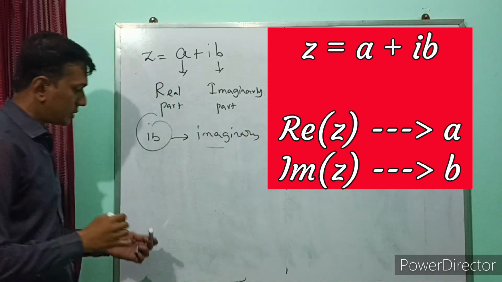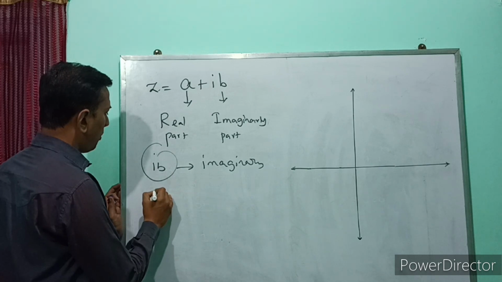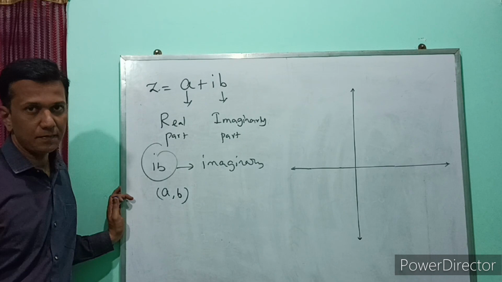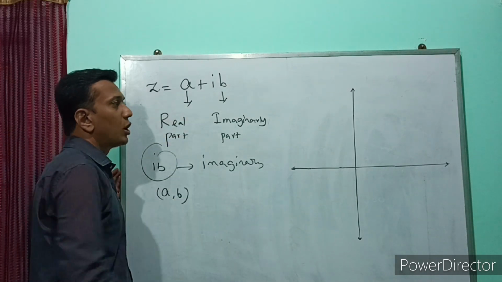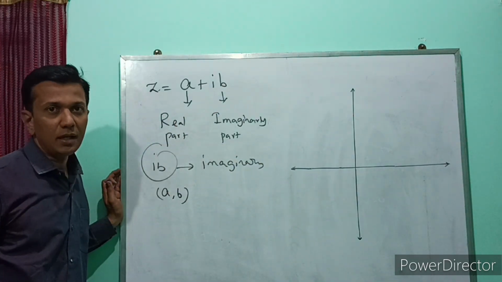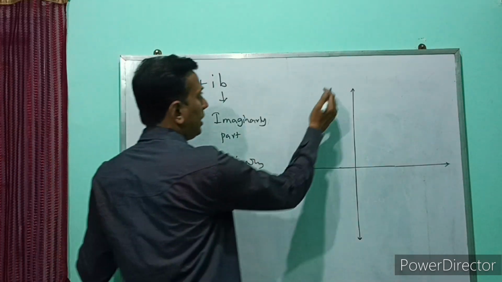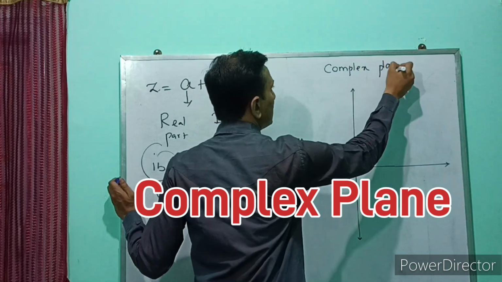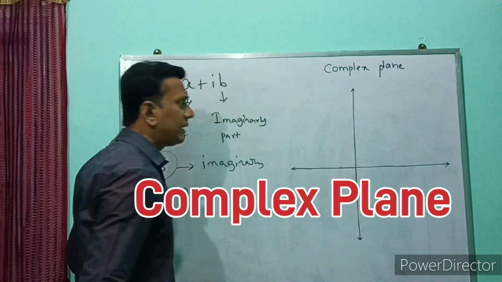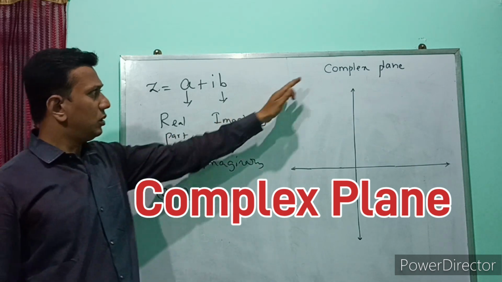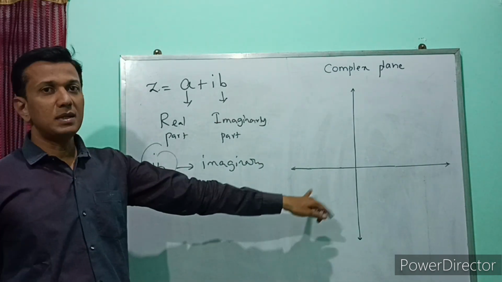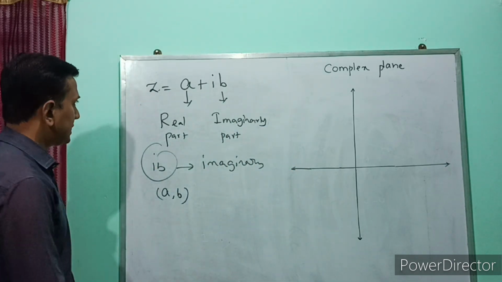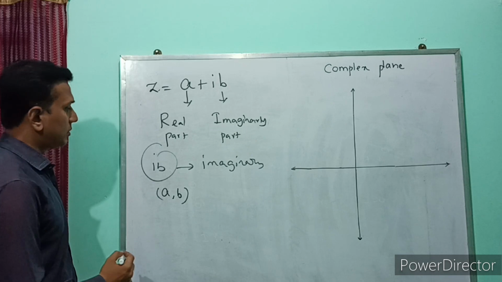Don't forget, don't confuse. Now this complex number is also thought of as an ordered pair, a comma b. That means we can represent this complex number on the plane. This plane is called the complex plane. So generally we have an idea of the coordinate plane. Because we are representing the complex numbers, we are calling it the complex plane. Before going to that complex plane, let us discuss some more things regarding these complex numbers.